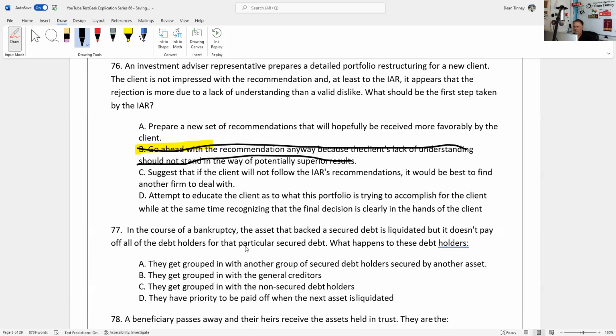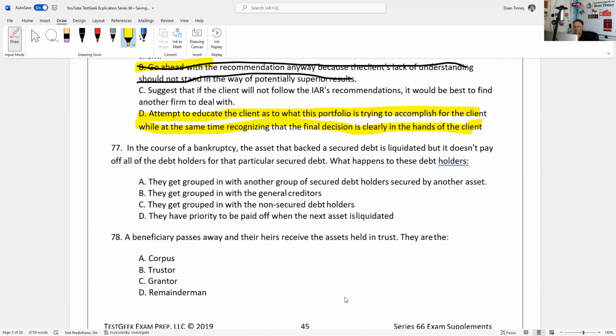Suggest the client will not follow you. It would be best to find another firm to deal with. Yeah. Attempt to educate the client as to what his portfolio is trying to accomplish for the client, while at the same time recognize, given that answer set, D certainly sounds like the best answer. Too long to be wrong.